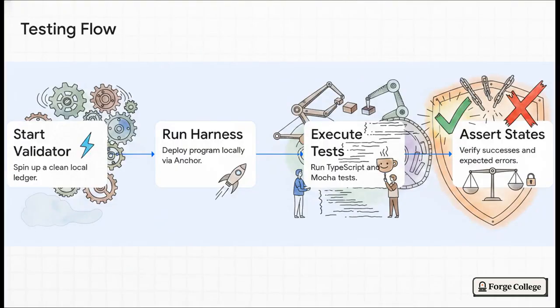With that blank slate ready, the testing flow really operates like a well-oiled machine. First, you fire up that validator. Second, you run the anchor test harness, which handles the heavy lifting of locally deploying your program. Third, you execute your integration tests. And fourth, and this is super important, guys, you have to strictly assert both your successes and your negative error paths. A test suite that only checks if things go right is, frankly, lying to you. We have to mathematically prove the program securely rejects invalid actions, too.